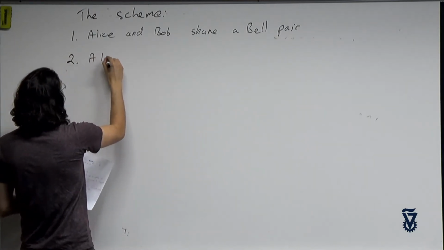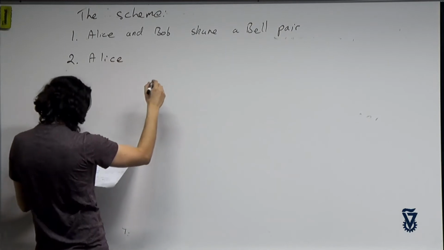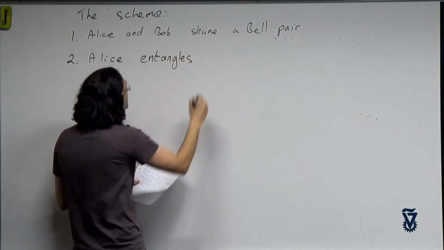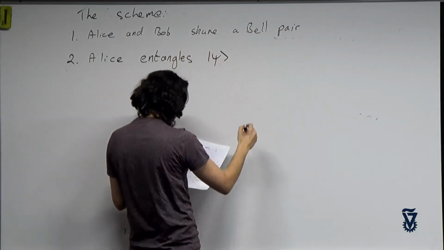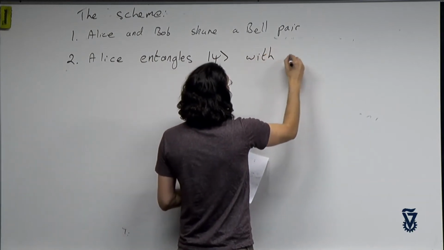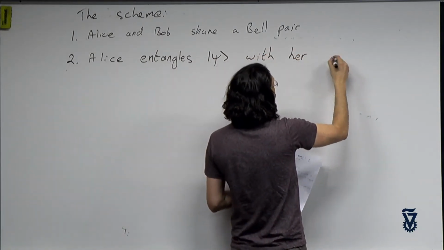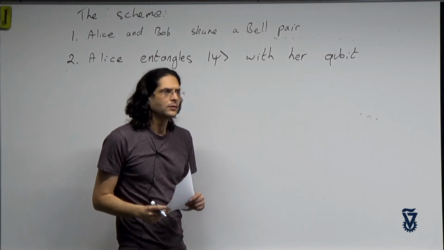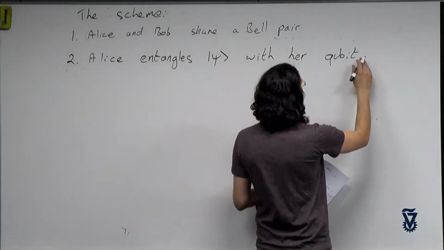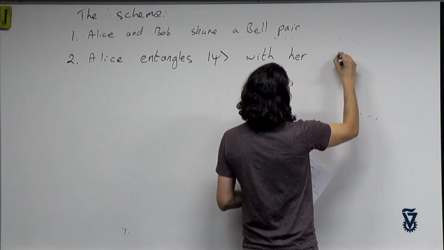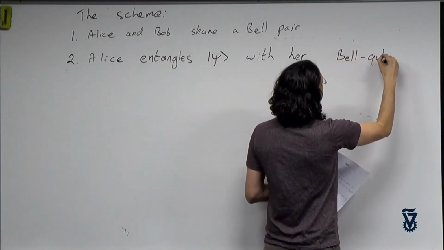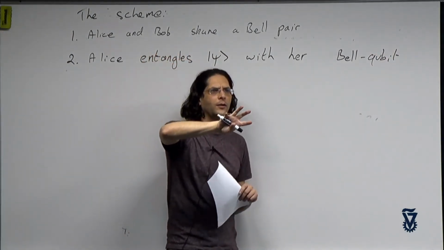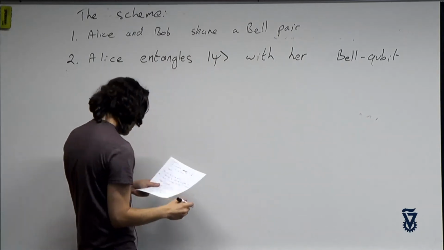The second thing that happens is that Alice entangles psi with her qubit. Maybe I'll write the Bell qubit, just to make it explicit. So she's going to entangle psi with her part of the Bell pair, with her qubit from the Bell pair.